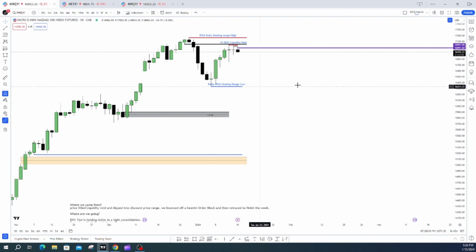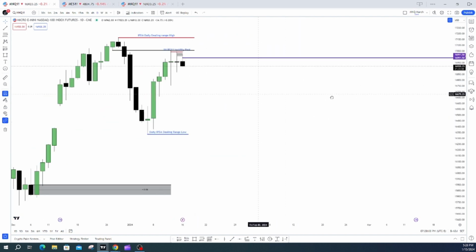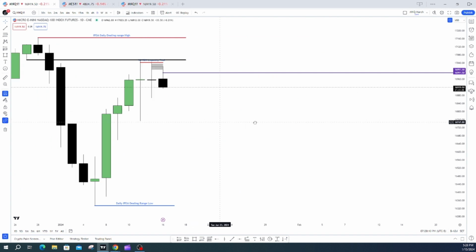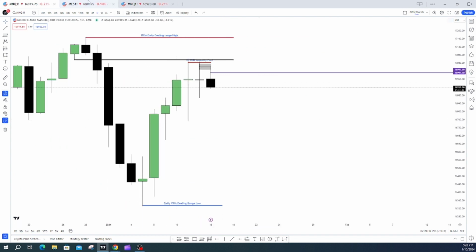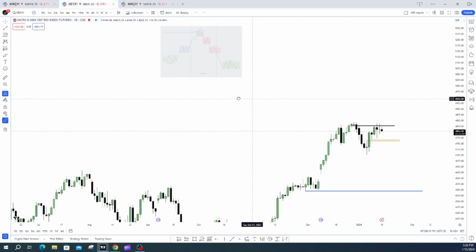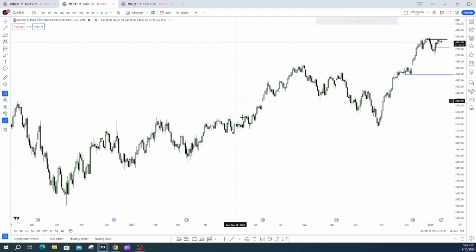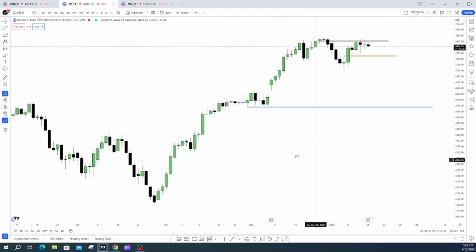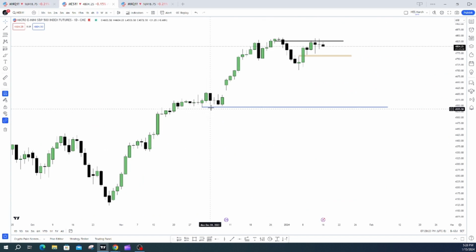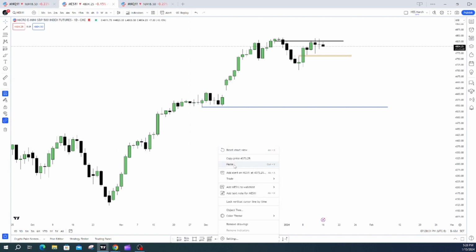So that's Nasdaq. I really like Nasdaq. I trade it almost daily. Move on to the S&P 500. You're going to see a very similar price structure. They're closely correlated markets, the Nasdaq and the S&P 500. You're going to see it's a very similar thing.